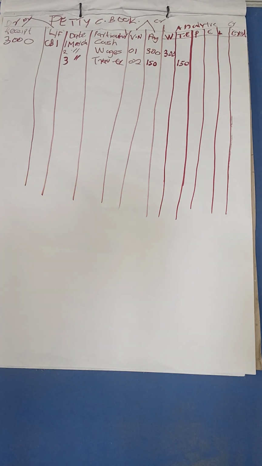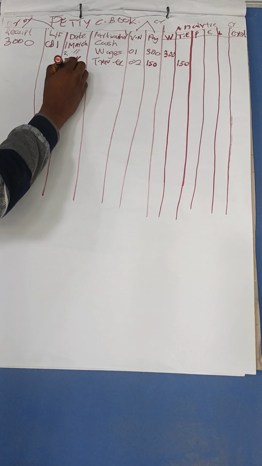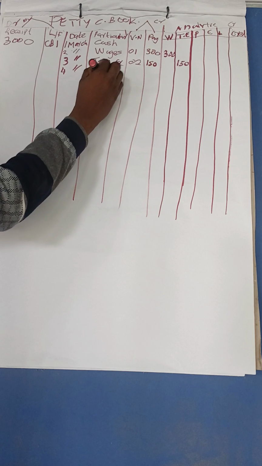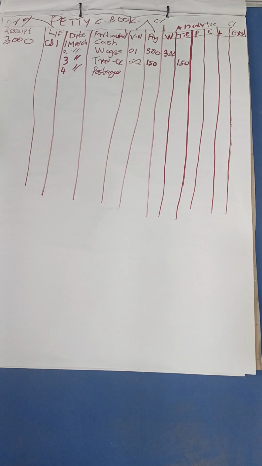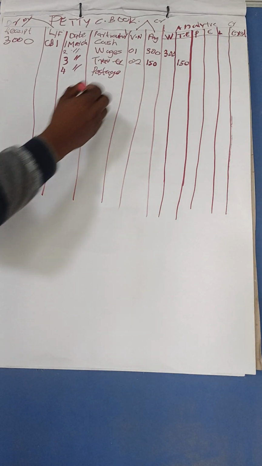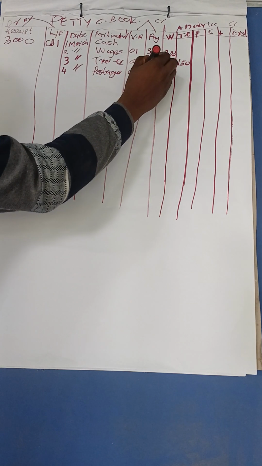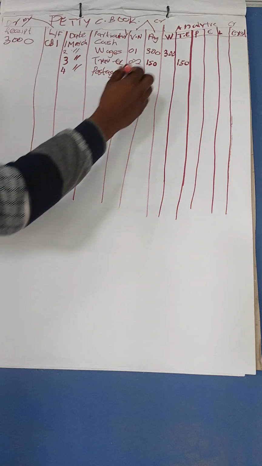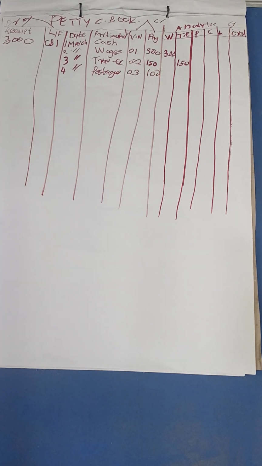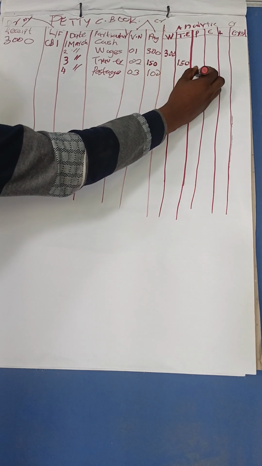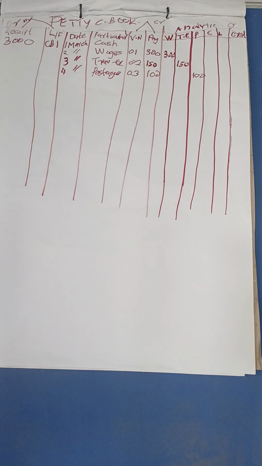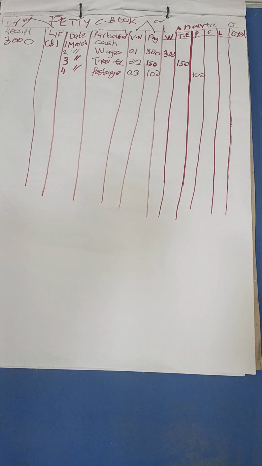Very nice. We go to the fourth, postage. So on the fourth, we paid postage of 100. Voucher number 3, we make a payment of 100, under postage. So we write here 100. Good. We go to the next one.